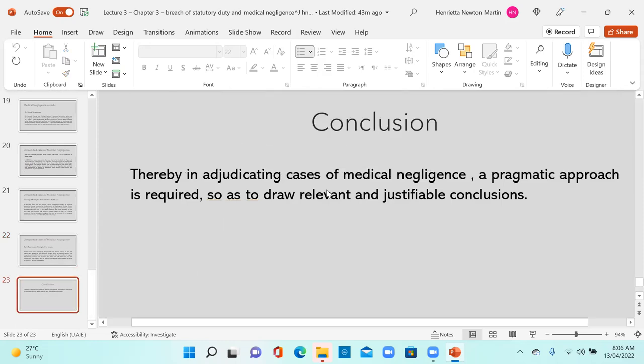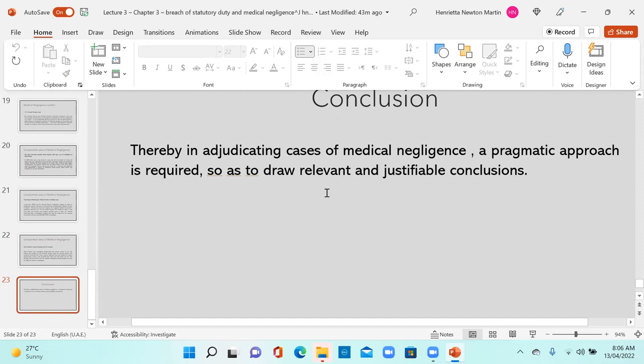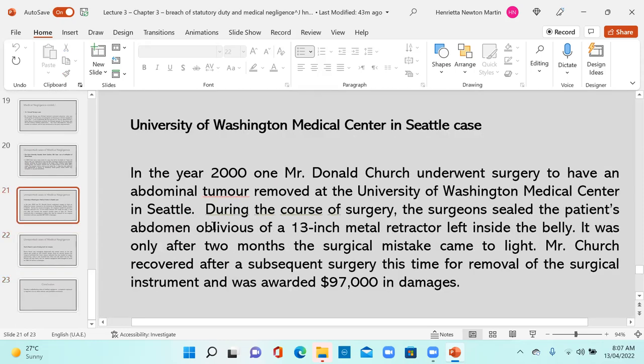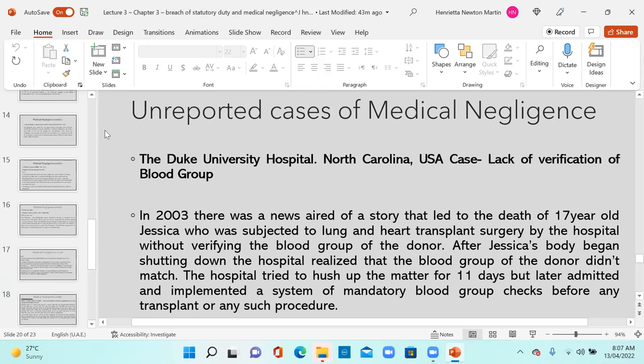Thereby, in deciding and adjudicating cases of medical negligence, a pragmatic approach, a practical approach, is required so as to draw relevant and justifiable conclusions. So with that, we finish the topic on negligence.